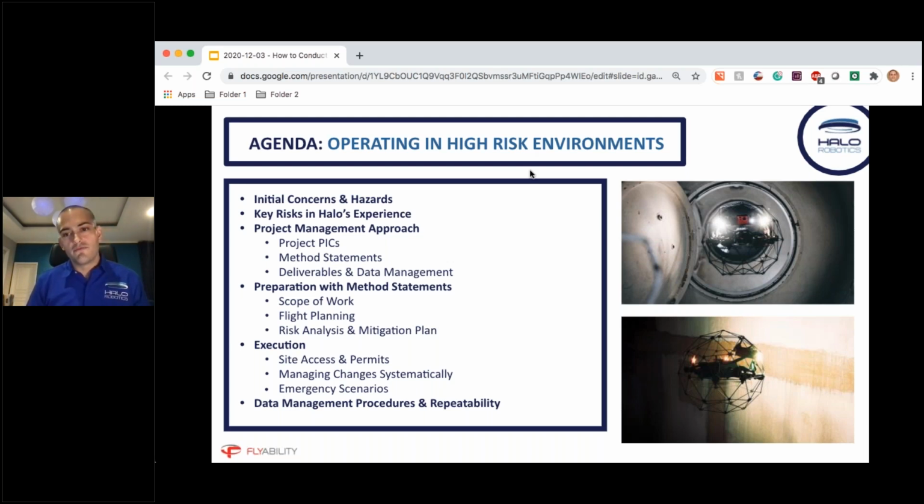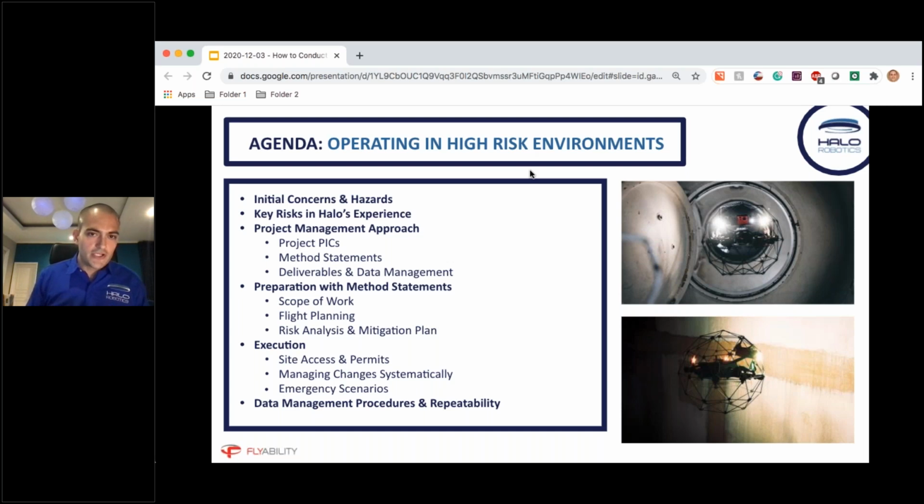So just in terms of reviewing the agenda today, we'll go over some of the initial concerns and hazards that people typically are concerned about and want to address. Some of the key risks that we really deal with in our experience in terms of getting value and managing safety. And then, what do we do in terms of what is it?